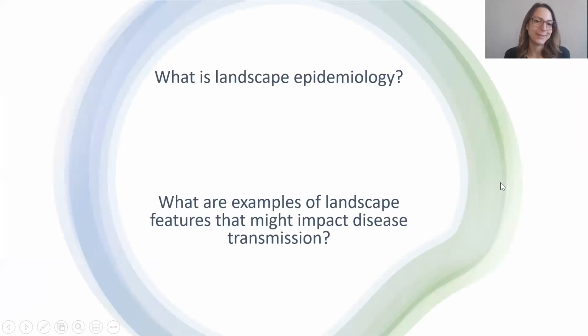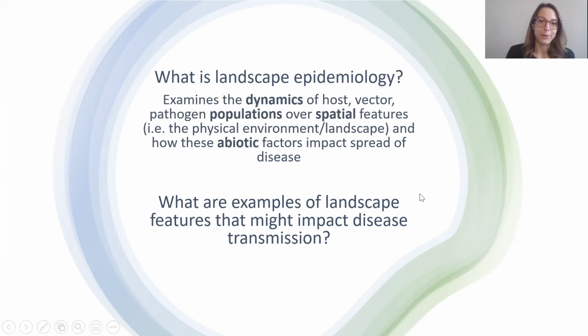So this brings us finally to today's topic. Today's topic is about landscape epidemiology. So we're moving away from a lot of those ecological species interactions, those types of things that we talked about yesterday. And today the focus is really on those landscape factors. Landscape epidemiology examines the dynamics of those host vector pathogen populations over particular spatial features. So what that means is really the physical environment, the landscape, and how those abiotic factors impact the spread of disease. So not just the species themselves, but also those abiotic factors in the environment.